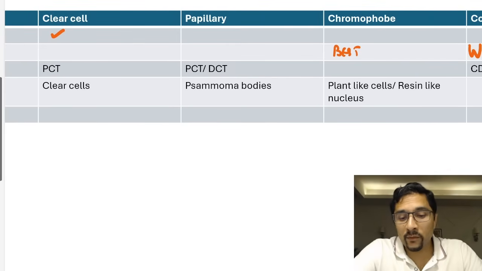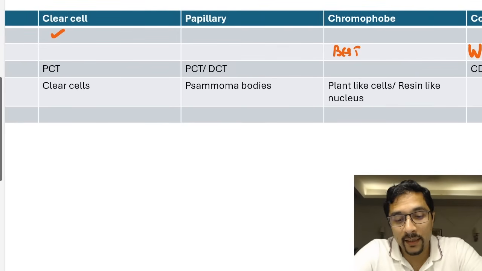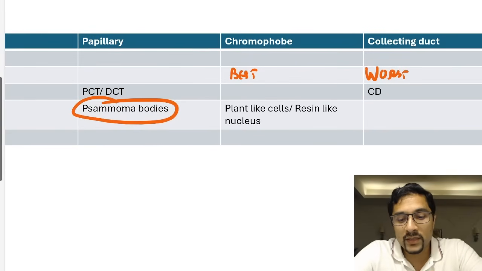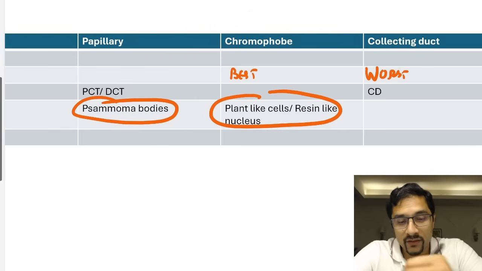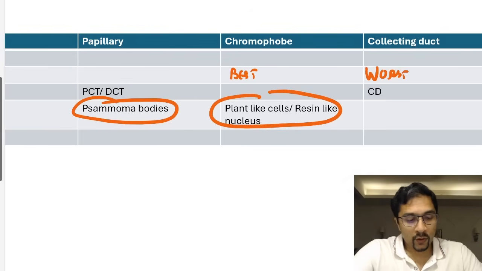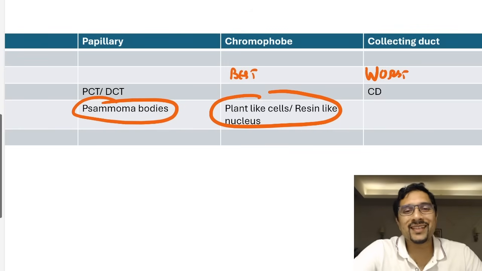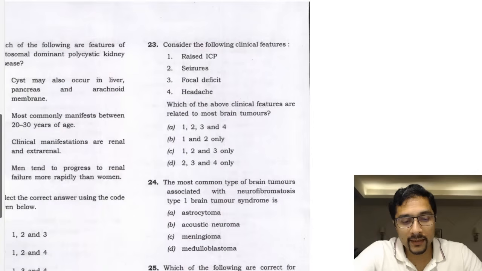Papillary RCC arises from PCT or DCT, and you get psammoma bodies there. Chromophobe RCC has the best prognosis, and you get plant-like cells and raisin-like nucleus. Worst prognosis is with collecting duct. One more question which has been asked: in patients with sickle cell anemia, you get the medullary subtype. That has also been asked in the exam.